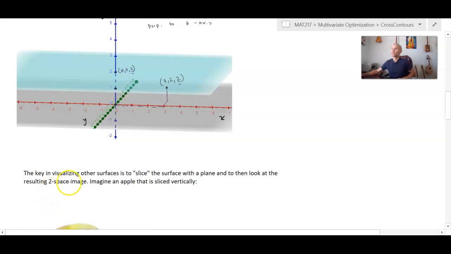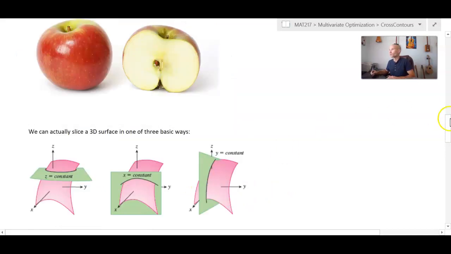Now the key in visualizing other surfaces that aren't these simple planes is to slice them by either holding x constant, holding y constant, or holding z constant. And that's really what it amounts to. And in our minds, then we can at least construct the two-dimensional representation of a three-dimensional graph, which is pretty cool.